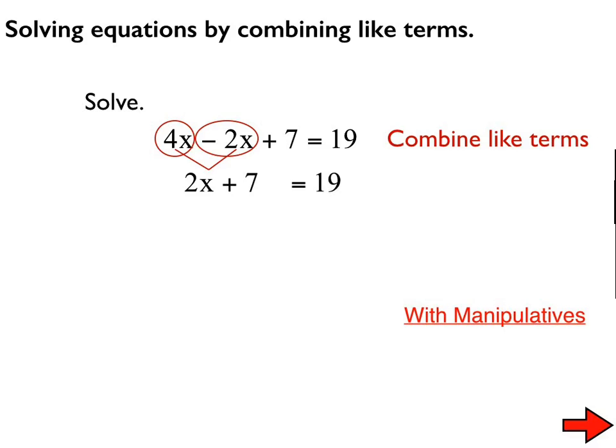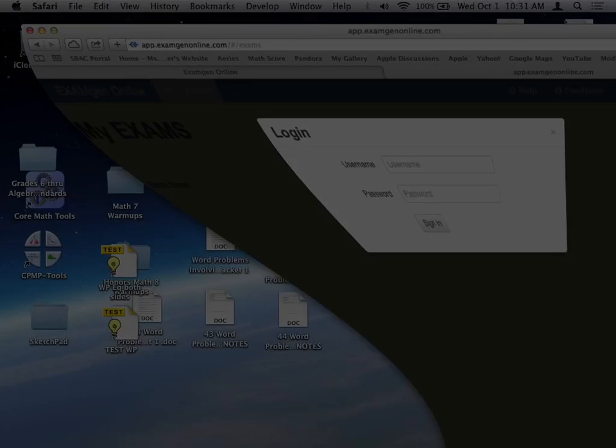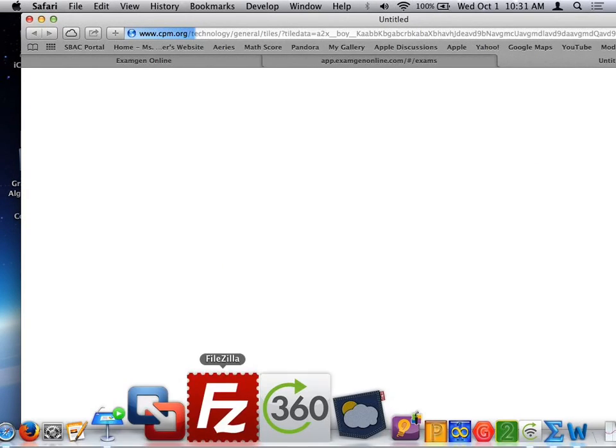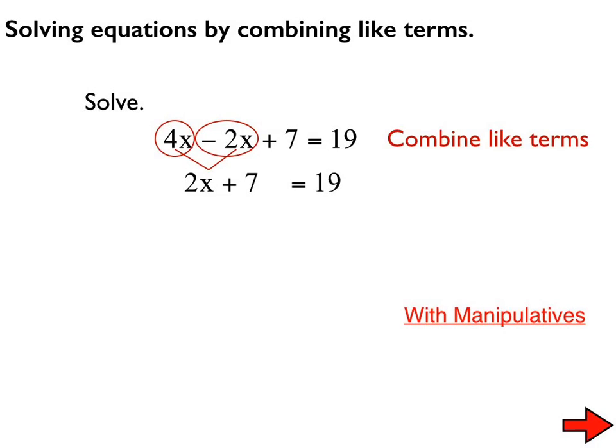And of course, to solve that, inverse operations. So we would subtract 7 from both sides. That is the subtraction property of equality. We then end up with 2x equals 12. Now we use the division property of equality and divide both sides by 2. And our solution is x equals 6.